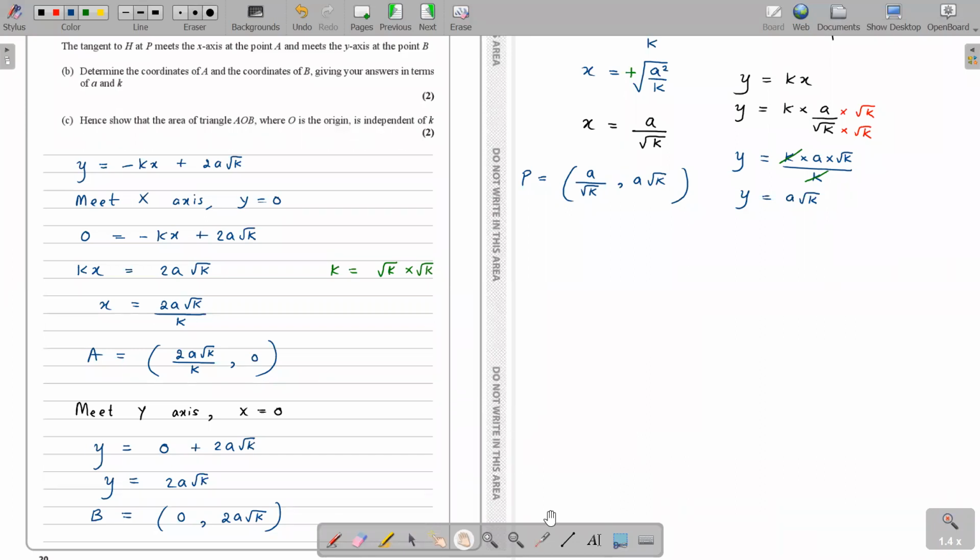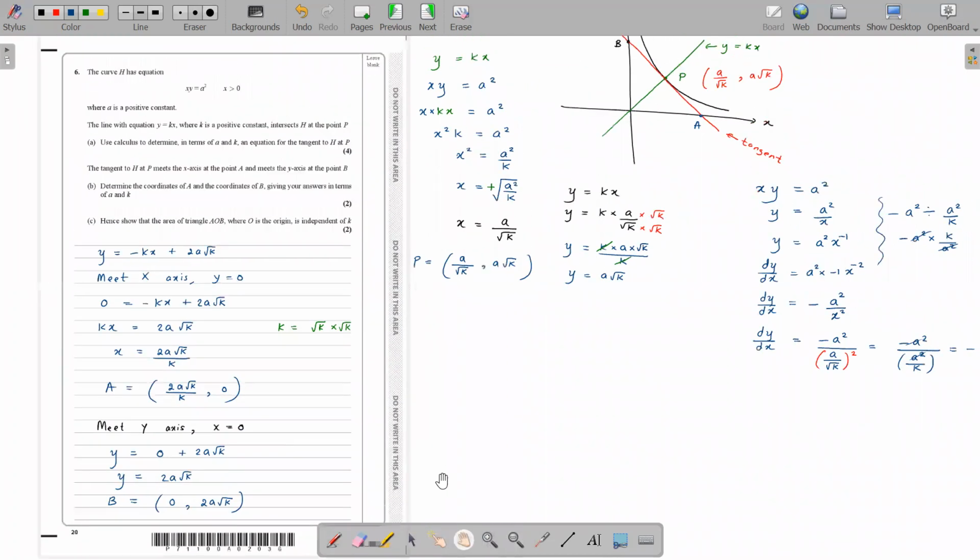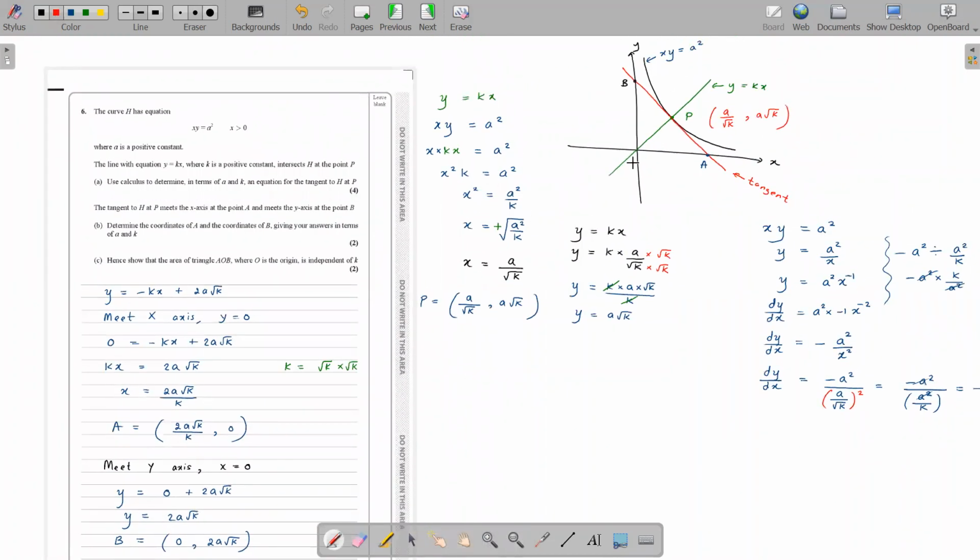Okay, next one. Hence, show that the area of triangle AOB, where O is the origin, is independent of k. So how do we do this one? Do you see the triangle AOB here, by the way? AOB is a right angle triangle. The OA length is given by the x coordinate of A. The OB length is given by the y coordinate of B.